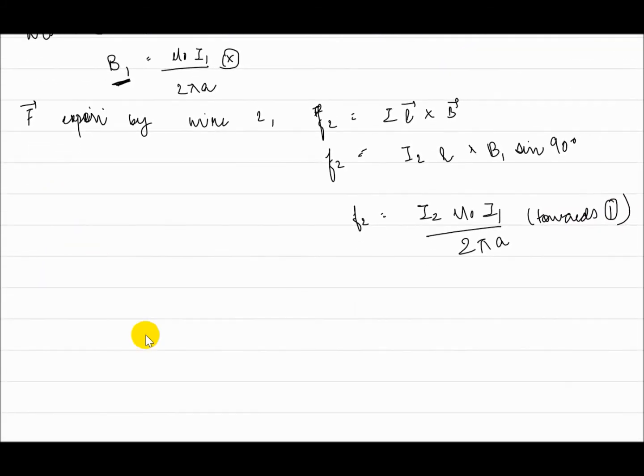Similarly, F2 by L, that is force per unit length, is equal to μ0 I1 I2 upon 2 pi A.